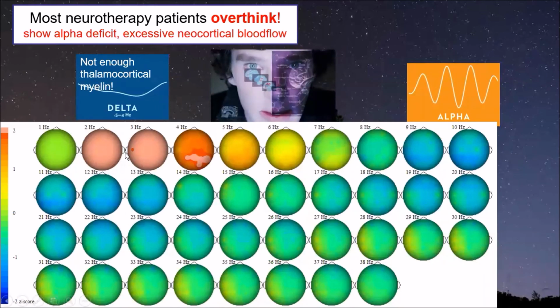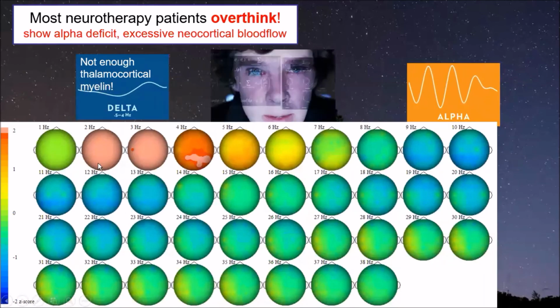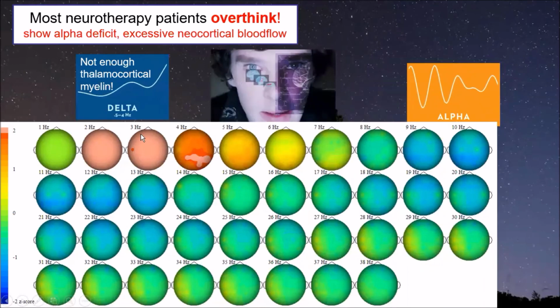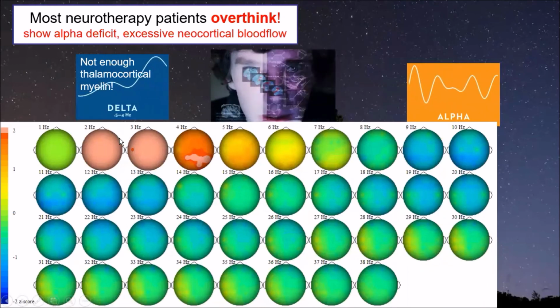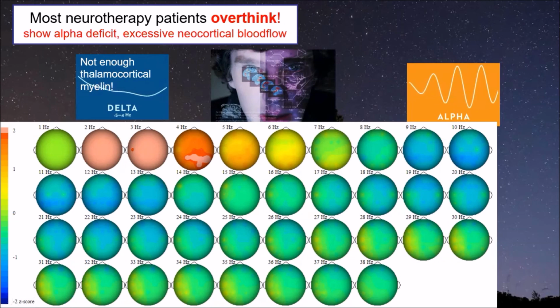We do these brain maps, and they have too much blood flow in the delta range, which is in essence not enough thalamocortical myelin, or not enough coordination. It's a decortication measure, and it's pretty hard to fix, but it can be fixed by training. And you also usually have a deficit of alpha in a lot of people too. But that's also thinking too much, putting too much blood flow in the neocortex, not resting enough.